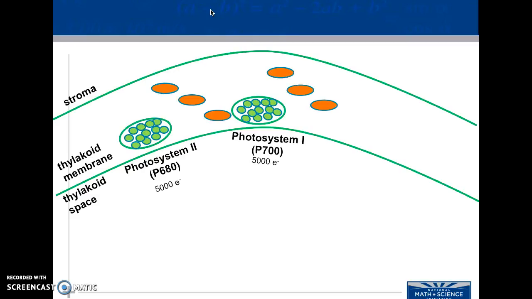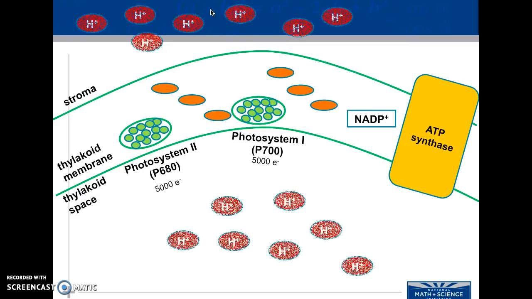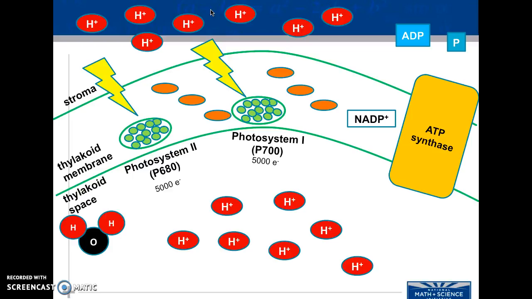Again, this is what it looks like. So we've got the thylakoid space, which is inside of the membrane. We've got my thylakoid membrane, and then we've got my stroma, which is the fluid outside. Essentially what happens is, all right, our energies from our photosystems leave and they move into the stroma. They are excited.